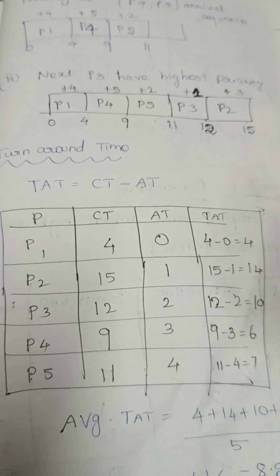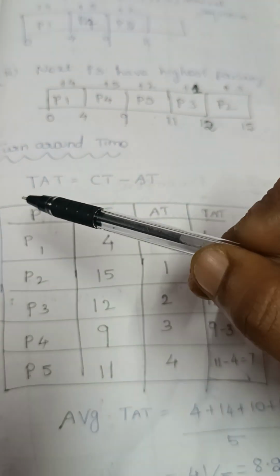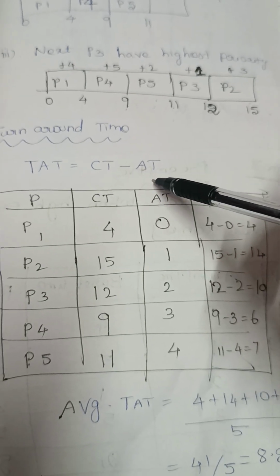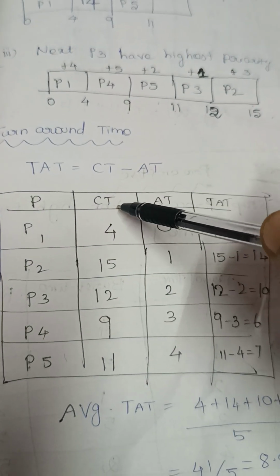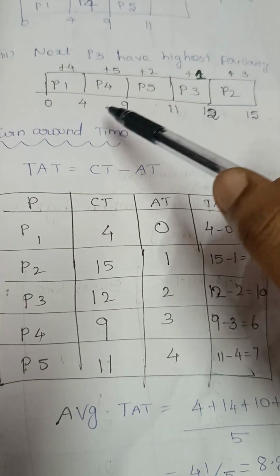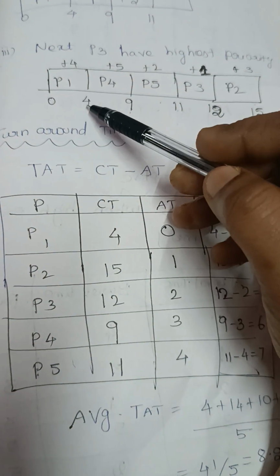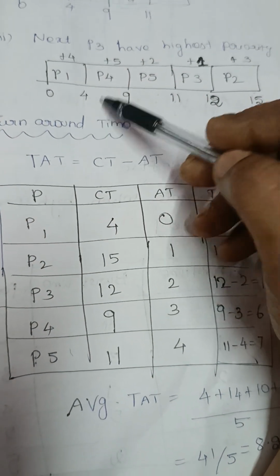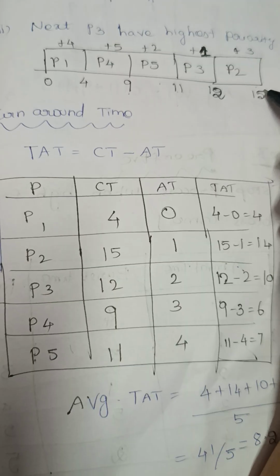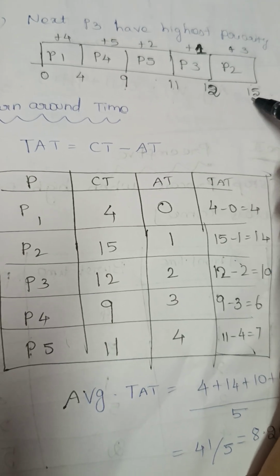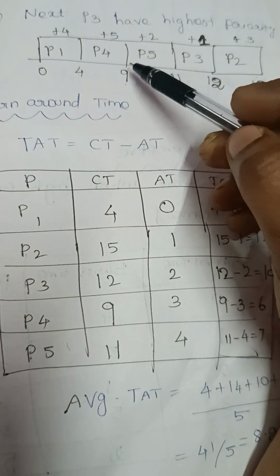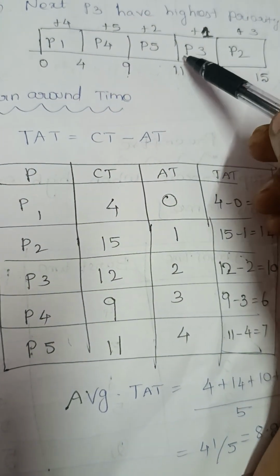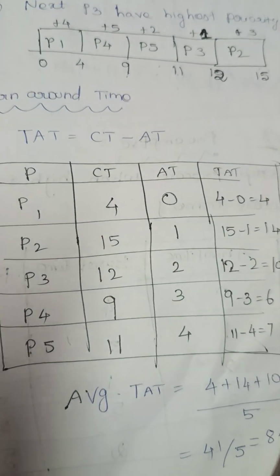Next we move to the turnaround time. The calculation for turnaround time is completion time minus arrival time. The completion time is calculated from the Gantt chart. P1 completed at 4 second, P2 completed at 15 second, P3 completed at 12 second, P4 completed at 9 second and P5 completed at 11 second.